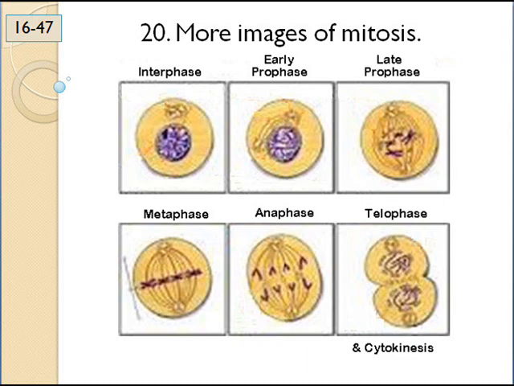Now, from these two, why is this one still prophase and not metaphase? They're not lined up yet. But I do know that this is past interphase, so this would be early prophase. And this is even better because I can see now the chromosomes and nucleus is gone. But they haven't lined up, so I know I'm still in prophase. I'm in late prophase. I'm about to get there.